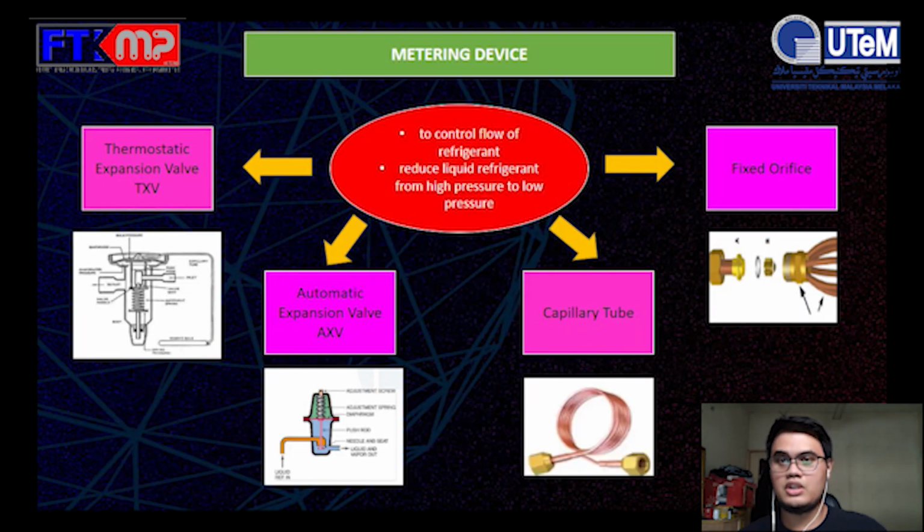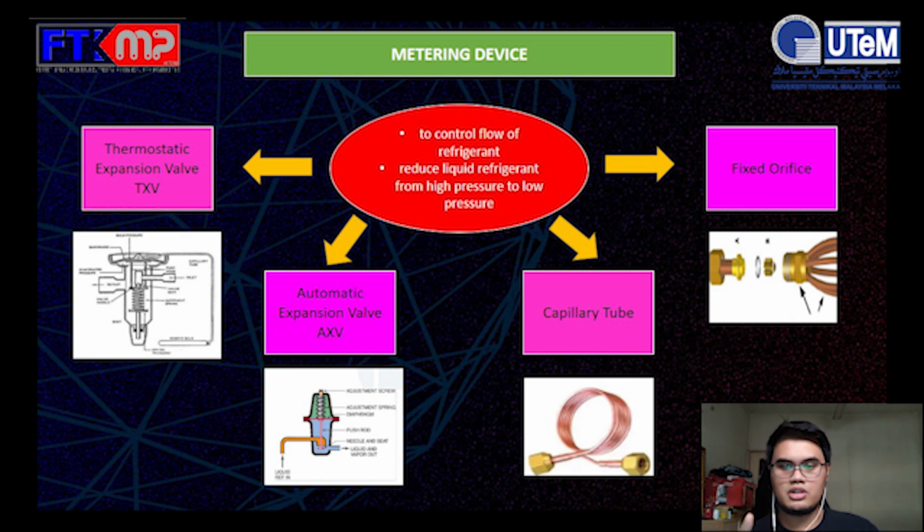Next, we go on to the metering device. The function of the metering device in an air conditioning system is to control the flow of refrigerant in the system. Second, to reduce the liquid refrigerant from high pressure to low pressure. There are several types of metering device in air conditioning systems, such as the thermostatic expansion valve (TXV), automatic expansion valve (AXV), capillary tube, and fixed orifice.